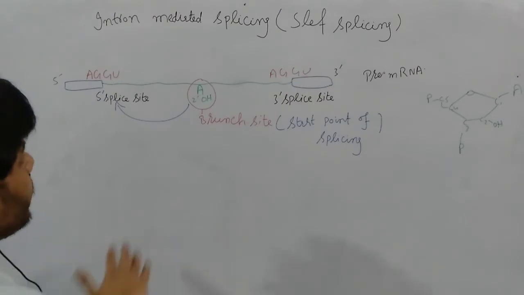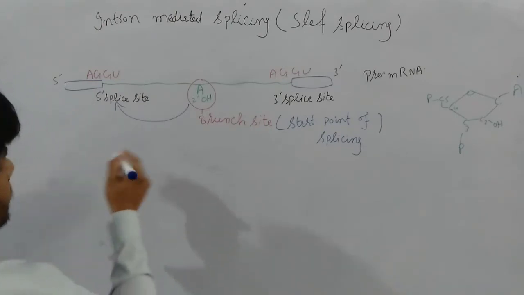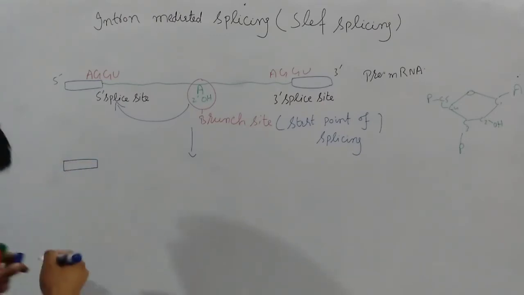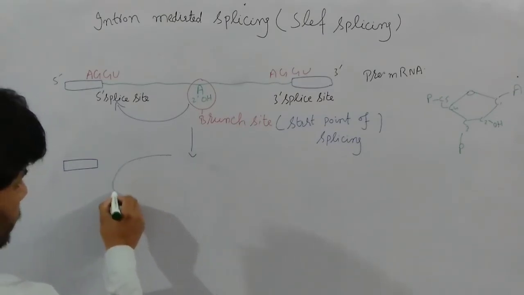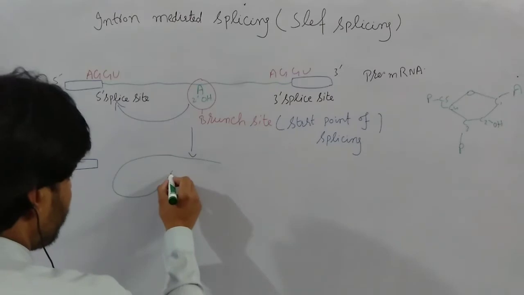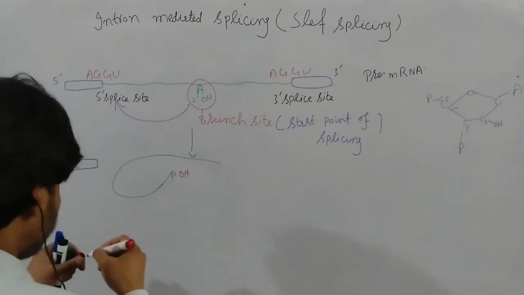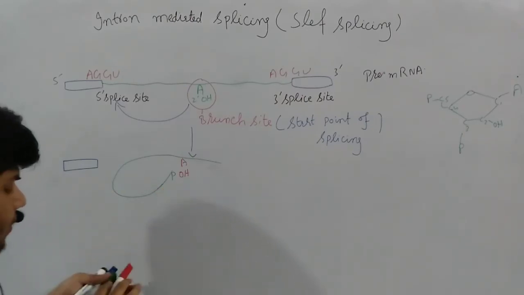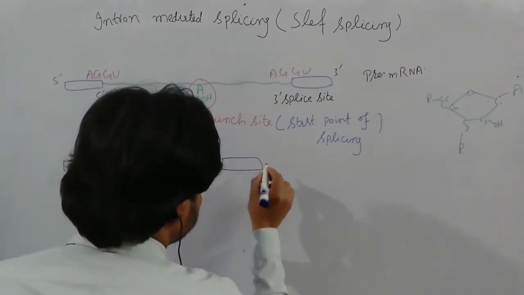And after that, what we get is a lariat-like structure. So let me draw here. Due to this, the exon will be separated. As you can see, the next structure is like that. So the exon will be removed. And this is the intron portion, as you can see. This is the phosphate group, and this is the hydroxyl group present with the adenine, and both attack each other. That's why it makes a lariat-like structure. And this is the second exon, as you can see.